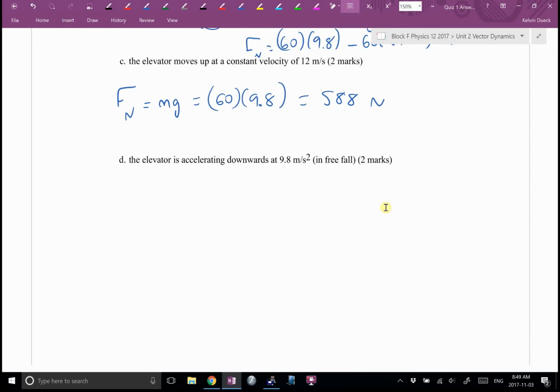D. What's the answer? This right here, D, is what led Einstein to start to think about general relativity.